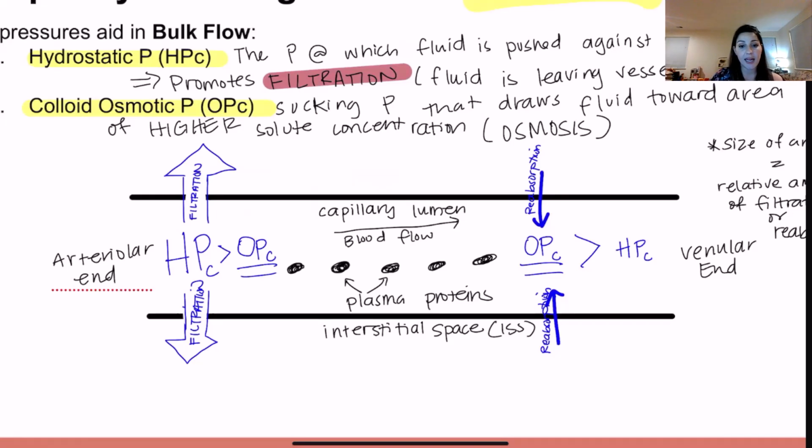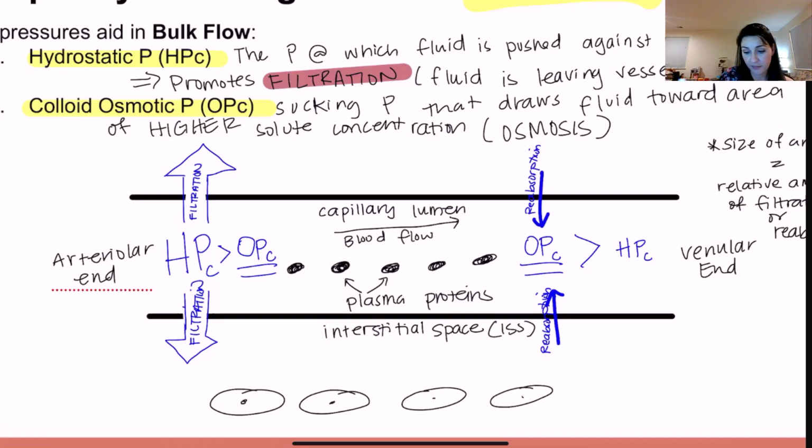And remember that in this interstitial space, what's here is not a bunch of proteins, it's a bunch of cells. This is the tissue. These are our tissue cells. So this is really important because we're going to deliver things via filtration, deliver it to those cells through that space. And we're also going to get rid of stuff that we don't want, and put it back into the blood.